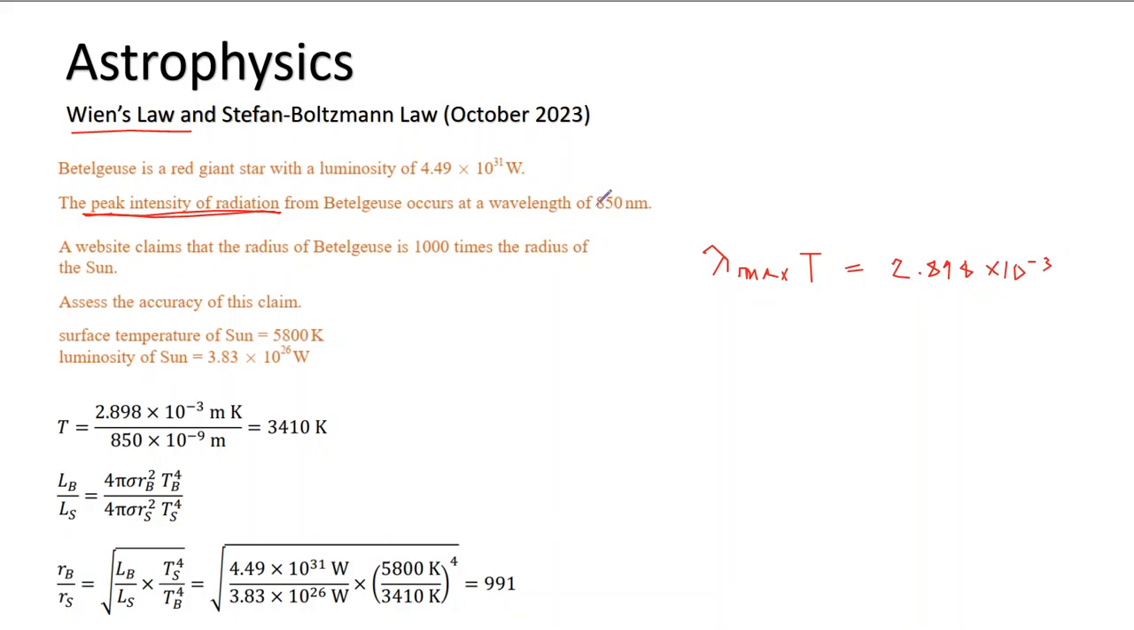Okay, so lambda max is given. Always remember, lambda max is the wavelength at which peak radiation occurs. Lambda max is not the maximum wavelength. I see a lot of people mixing up these two concepts. You make T the subject of the equation, you find out the temperature. Then you bring in Stefan-Boltzmann law, the luminosity of Betelgeuse and the luminosity of the sun. You plug in the values and you separate the R's, and the ratio you get is the ratio of the radius of Betelgeuse to that of the sun, which is around 1000.